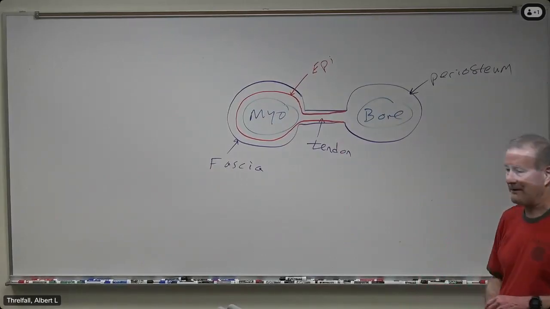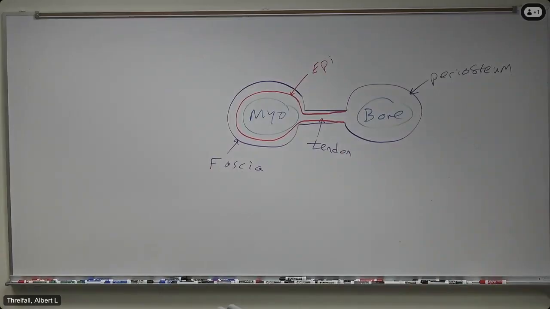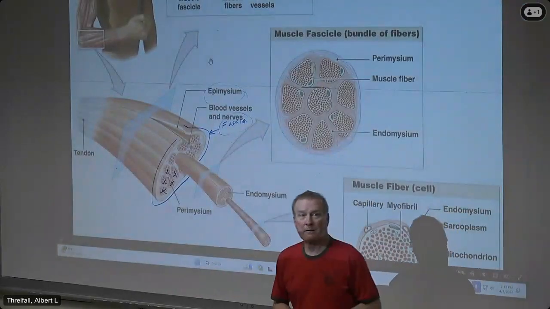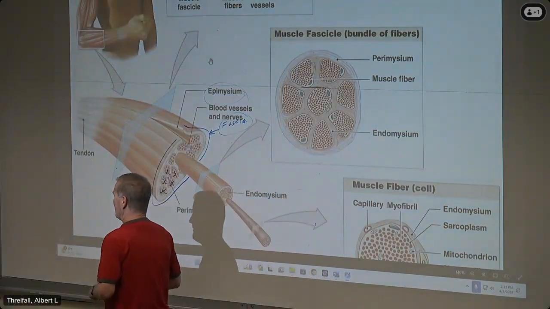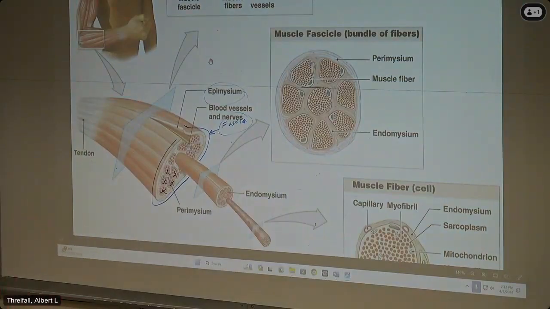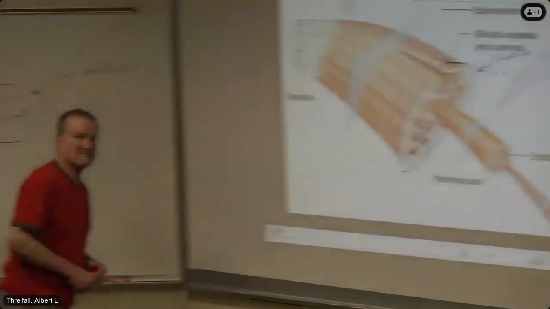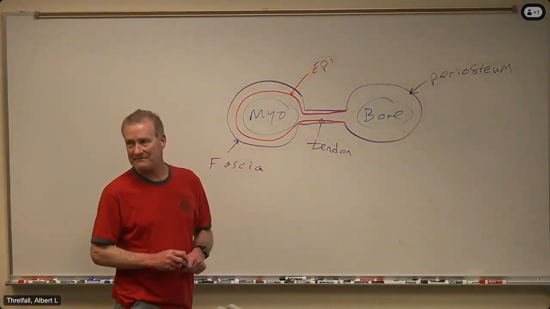So recapping. Main board. The fascia and the epimysium together surround the entire muscle. They bind and hold together the subunits of the muscle. The fascia and the epimysium also, small board, form the tendon.